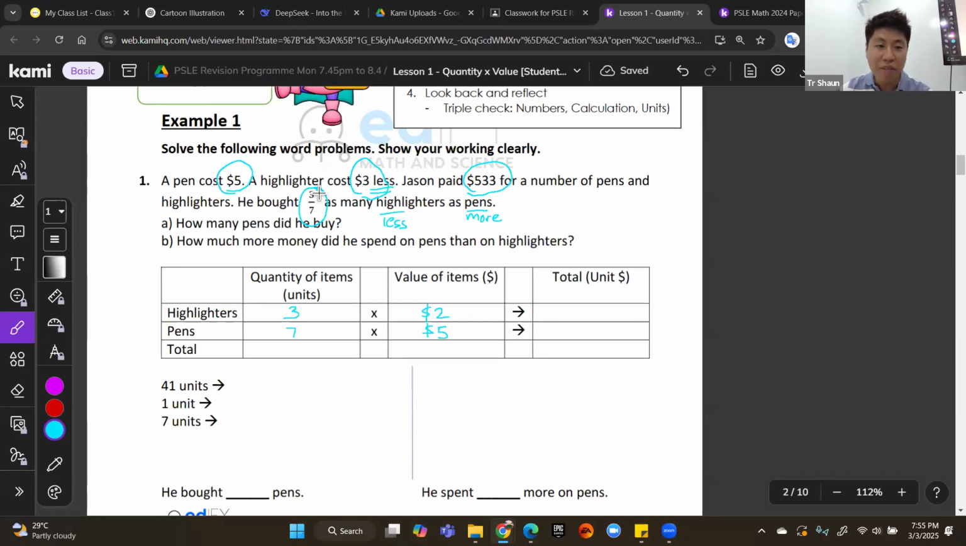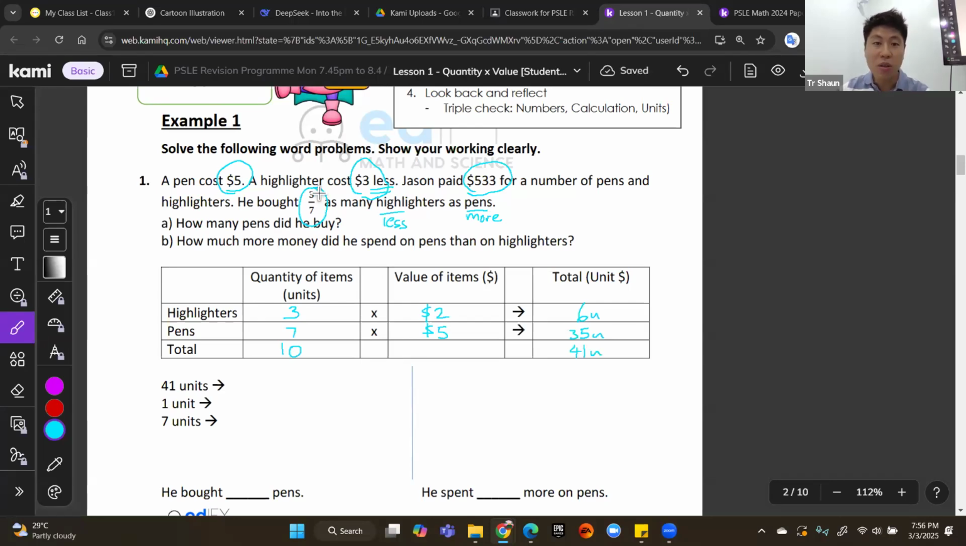Okay, so now that we have the quantity and the value, we are going to multiply. That gives us 6, so it's 6 unit dollars. And over here it's 7 times 5, that will be 35 unit dollars. So the total of units is 10, and the total of unit dollars is 41.